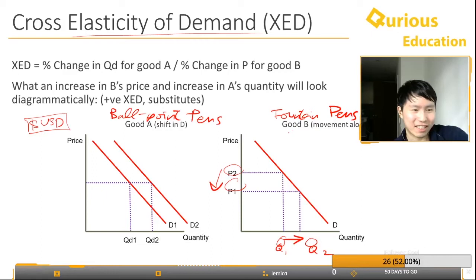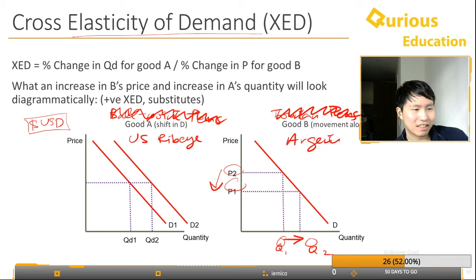Now I want to talk about steak now. Let's not use pens. Let's do steak. Maybe Argentinian steak. So let's say we've got two products. We've got US ribeye and Argentinian steak.